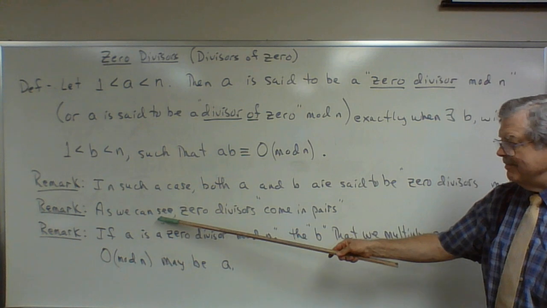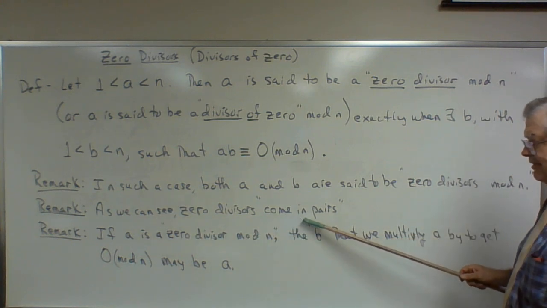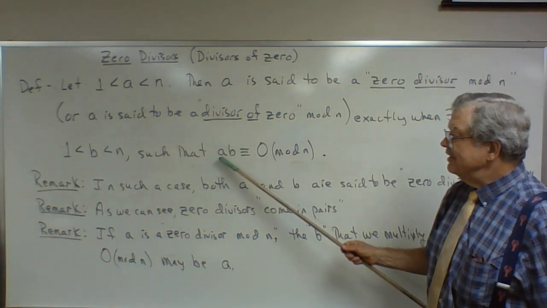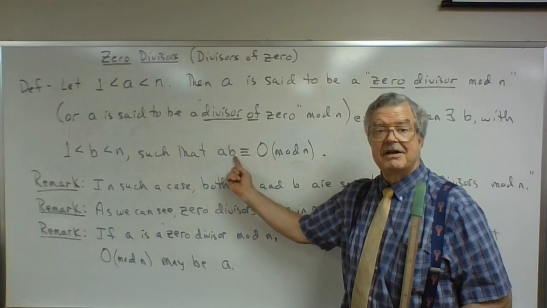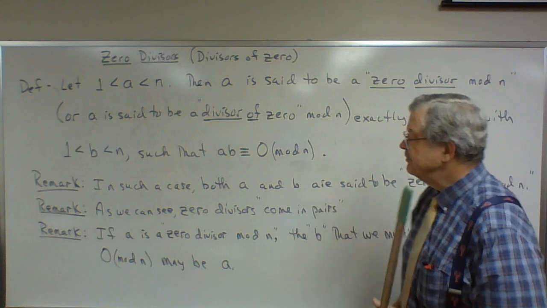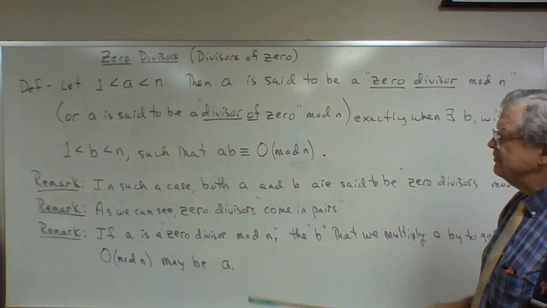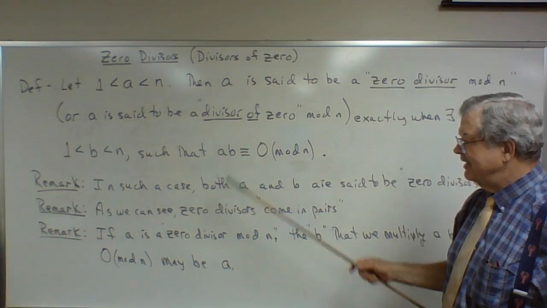And the next remark makes sense, as we can see zero divisors come in pairs. If A is a zero divisor, then there has to be some other zero divisor that we multiply it by to get 0. So if A times B is congruent to 0, A is a zero divisor and B is a zero divisor.